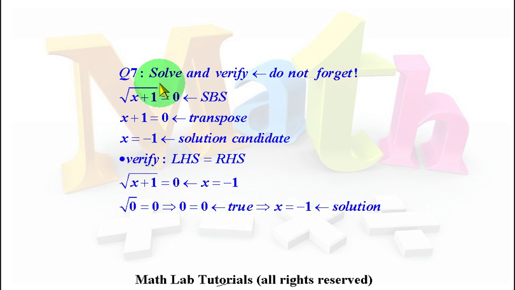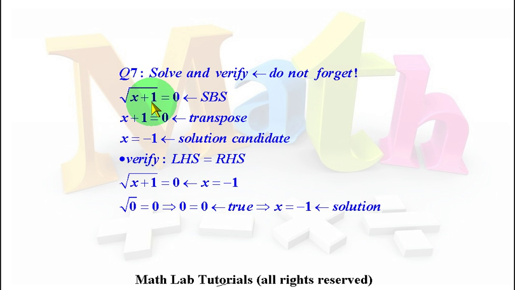Question 7, again, solve and verify, and do not forget to verify. We have the square root of x plus 1 equals 0. We can go ahead and square both sides. We get x plus 1 equals 0. Transpose the 1 over to the right-hand side, and we get x equals negative 1. That's our solution candidate. And again, we verify that the left-hand side is equal to the right-hand side.